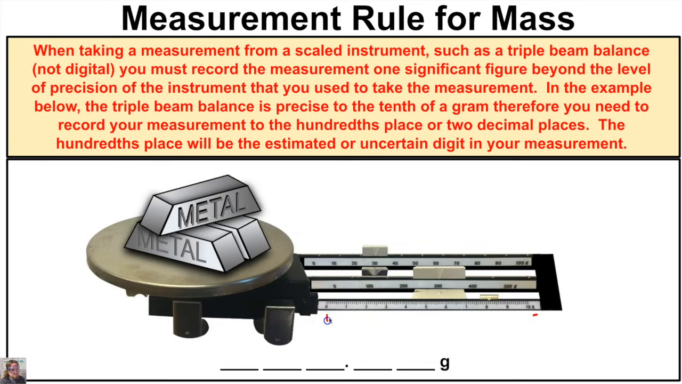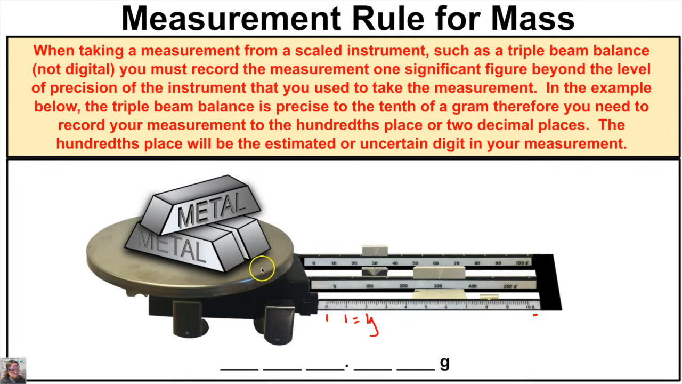From 0 to 1 here, this distance represents 1 gram. And so all these tiny little lines here, they're going to represent 0.1 grams. So 0.1 grams, 0.2 grams, all the way to 1 gram. So this triple beam balance here is precise to the tenths place. And so when we take a measurement of an object that is placed on here, we have to go one significant figure past the tenths place. So we're going to have to measure this object to the hundredths place, or 2 decimal places.